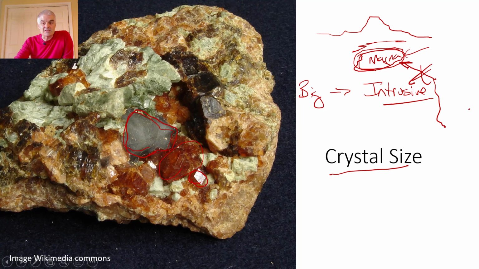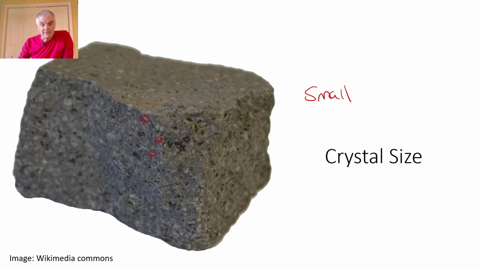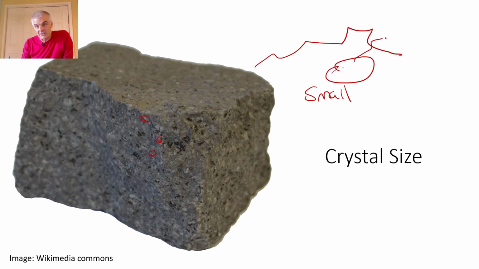But if it somehow makes it to the surface, same picture, right? Boom, got the magma chamber, but somehow it escapes to the surface of the earth, it's going to cool quickly, and you're going to have very small particles, or even no crystals at all. So the size of the crystal of an igneous rock tells you if it's either extrusive or intrusive, or better known as plutonic.